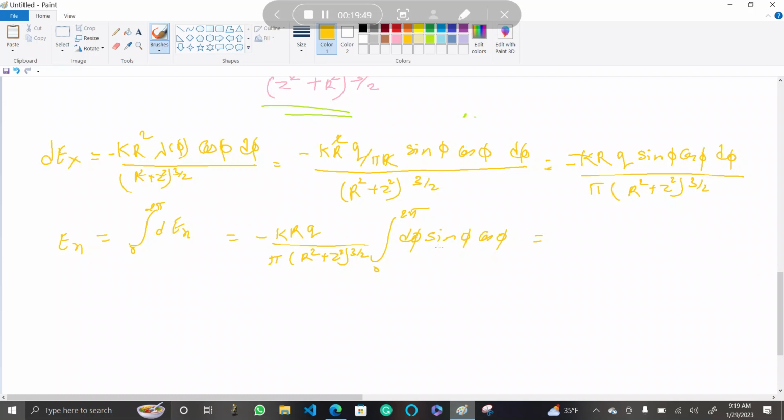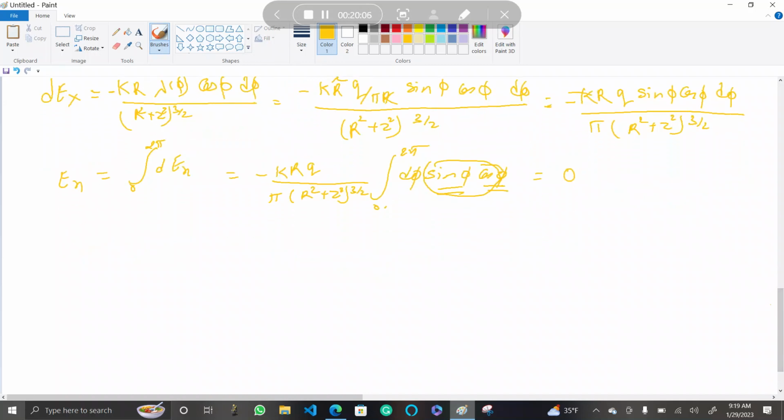Okay, so this integration is pretty easy. The cos phi is the even function, sin phi is the odd function, so the total function is odd, and we are integrating from 0 to 2 pi, so this contribution should go to 0. So the x part is 0. Similarly, we can look at the y component.